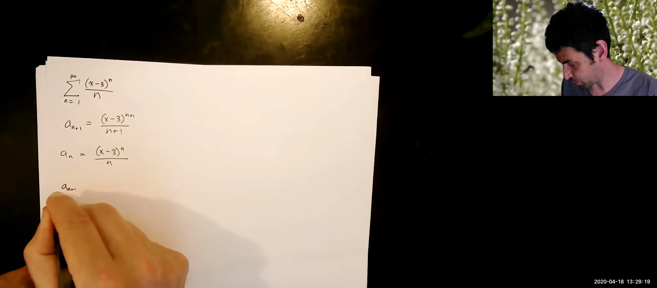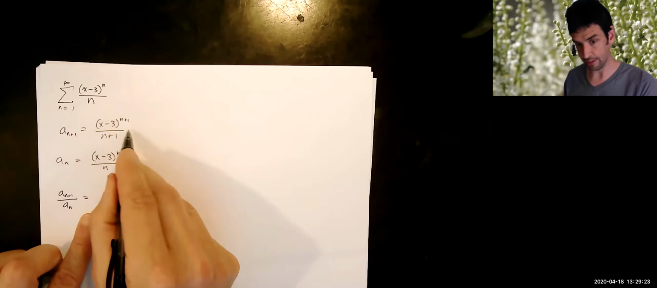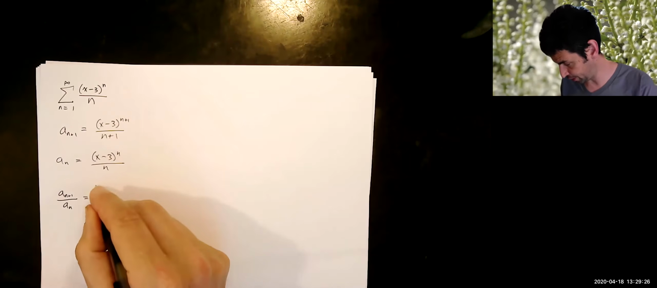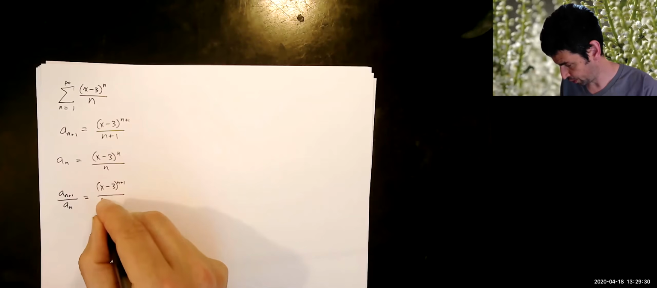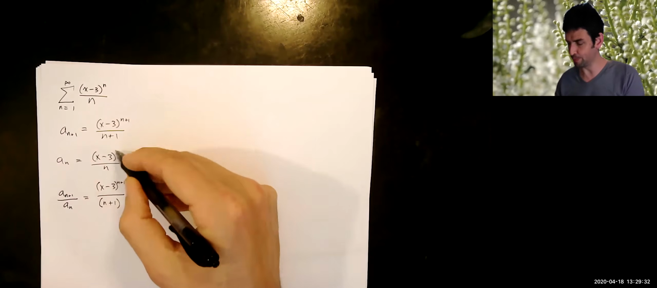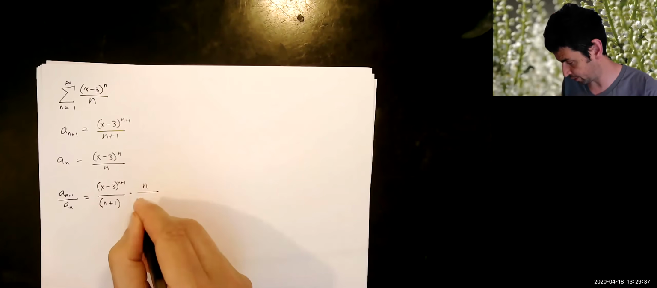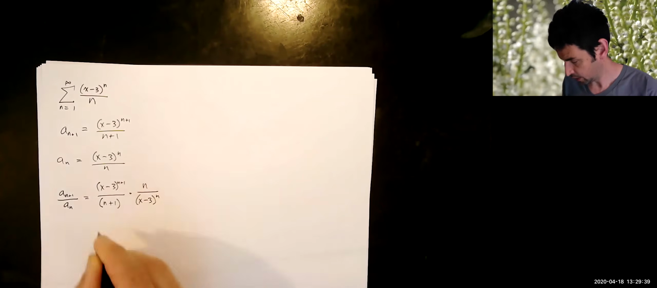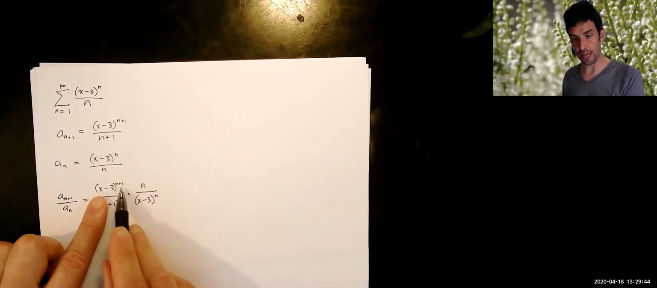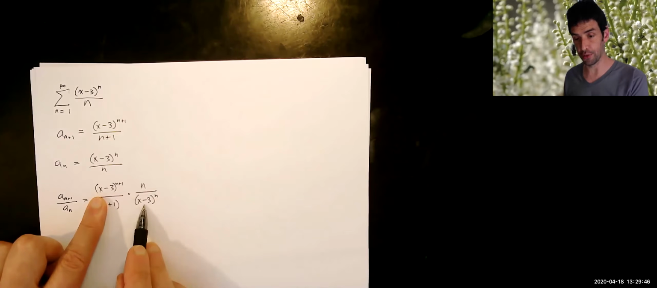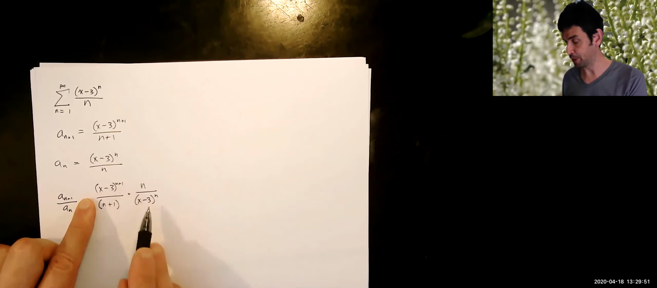a to the n plus 1 over a to the n is going to be, again, I'm going to take this factor here, x minus 3 to the n plus 1 over n plus 1, and instead of dividing by this, I'm multiplying by the reciprocal. It makes it easier to write out. Let's do some algebra. So I'll have an x minus 3 to the n plus 1 over an x minus 3 to the n. There's one more factor of x minus 3 up here than there is down there.